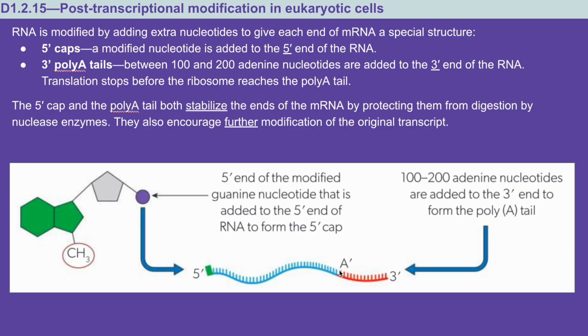Then we're going to see a 3' poly A tail is added. This is poly A because it's made of 1 to 200 adenine nucleotides. So it's adenine, adenine, adenine, 1 to 200 times, and it forms that 3' poly A tail. The purpose of these 2 structures is to stabilize the ends of the mRNA by protecting them from digestion by nuclease enzymes that would otherwise potentially cut it up. They also encourage further modification of the original transcript. So let's look at what those further modifications might be.